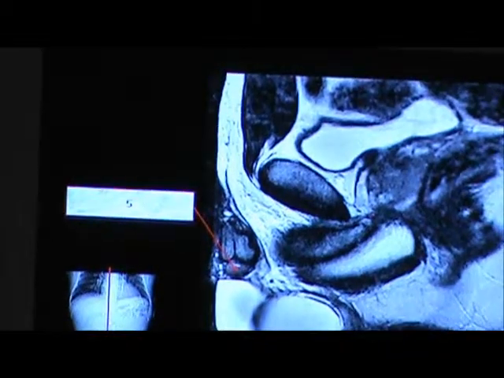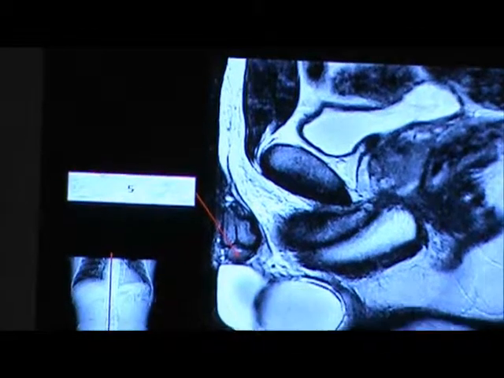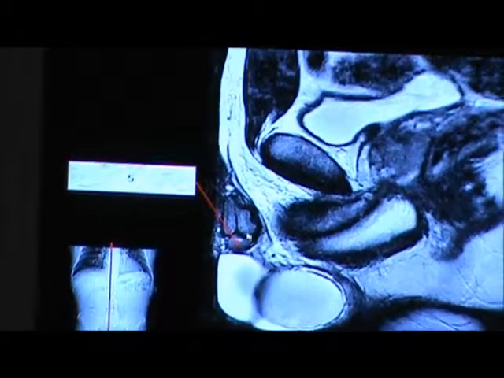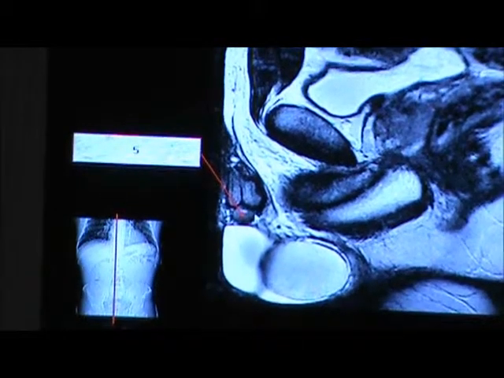And the last one is corpus spongiosum of the penis. Okay, thank you.